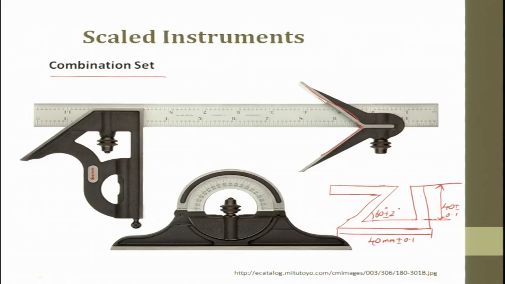So, this slides on the scale. This also you can set as a V block, so that a cylindrical component can be measured. This is for at an angle. So, when you put a combination of this, you try to get the result out of it.